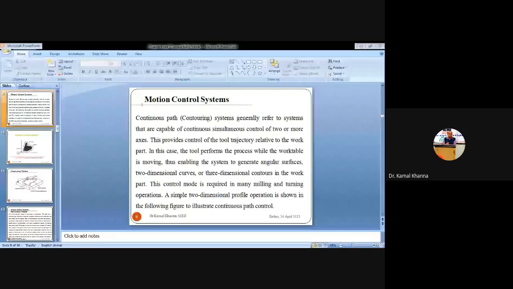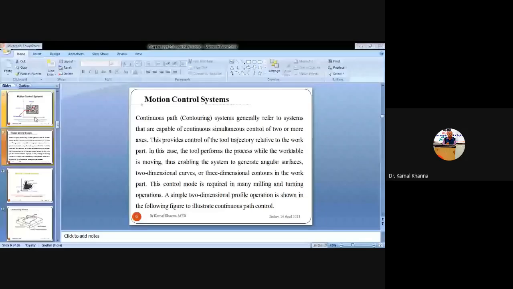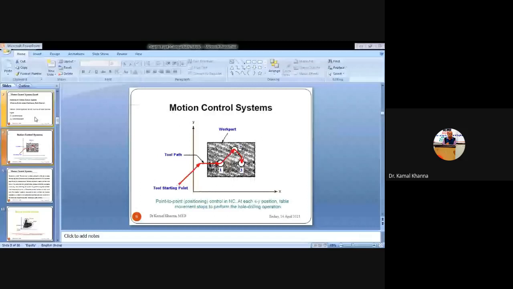So in the previous class we discussed the various types of motion control system, that is the point to point positioning system and the contouring or the continuous path control system.